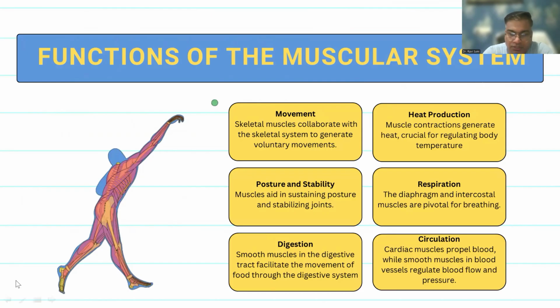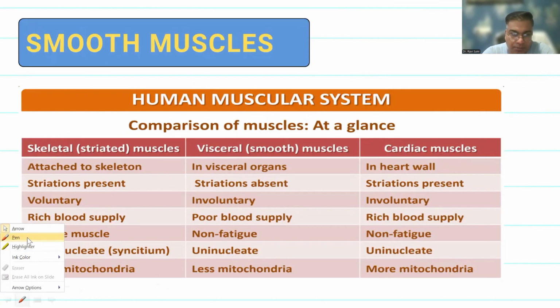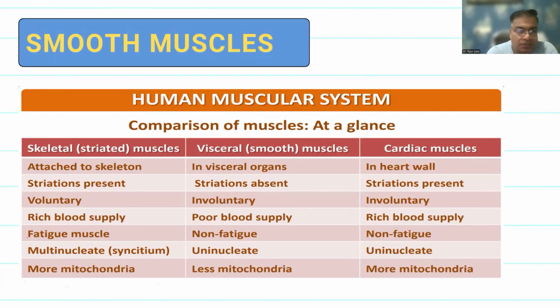Now in this chart we can see the comparison of all these muscles. Skeletal muscles are attached to the skeleton, visceral muscles are present in visceral organs, and cardiac muscles are present in the heart wall. Striations are present in skeletal muscles, absent in smooth muscles, and present in cardiac muscles. Skeletal muscles are voluntarily controlled. Visceral muscles and cardiac muscles are involuntarily controlled.